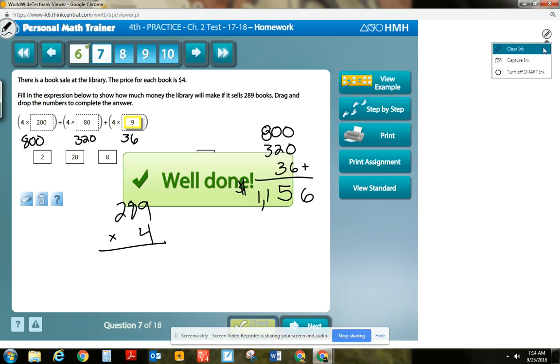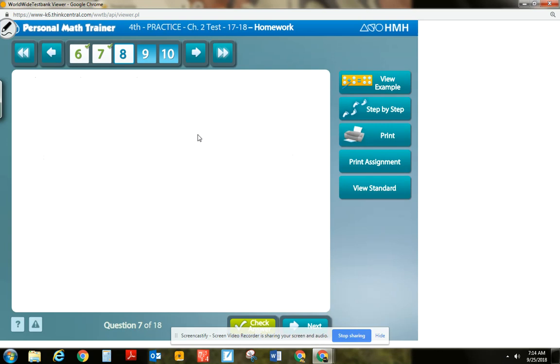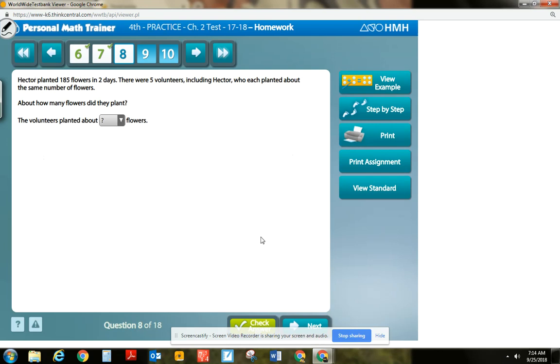All right, let's keep going. We're doing a nice job. Number 8. Woo! I see 3 numbers in this problem kind of right away. So let's make sure that we're taking our time with it.